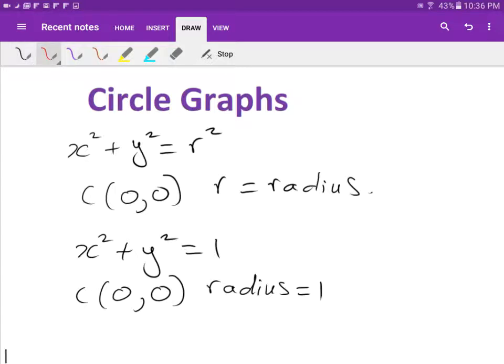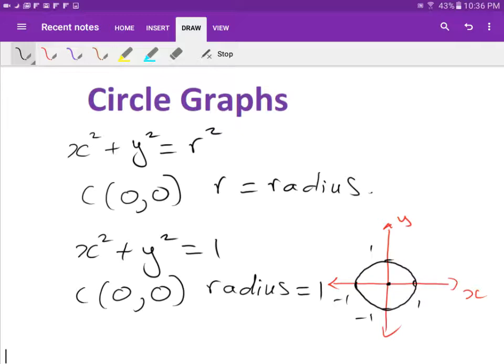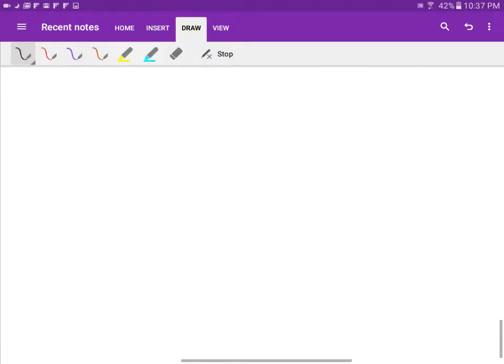Now to sketch this graph, let's say this is y, this is x. The radius is 1 and the center is 0, 0. Radius is 1, so it's 1 here, 1 there, negative 1 here, 1, and you just get a circle. That's all. The center is 0, 0, the radius is 1. That's how you sketch it. All right, let's go to the next one.